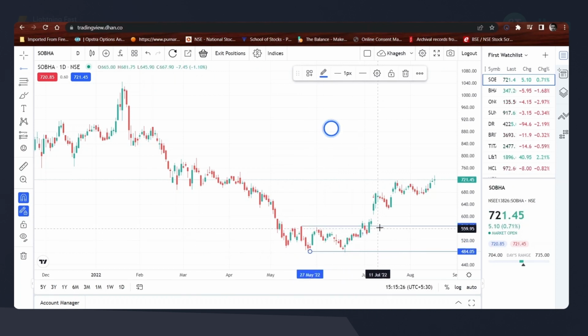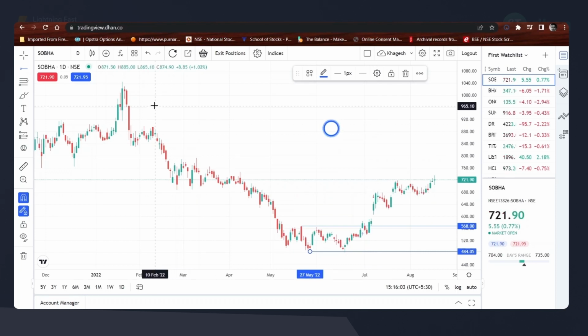And if you notice this particular candle, which is where the stock gave a breakout and cleared the resistance, it was a long body candle, which means that this particular breach of resistance has some significance because of the length of the body of the breakout candle. And if you see here, the stock went up and gave a phenomenal return. From 570 levels, it is now at around 700 plus levels.